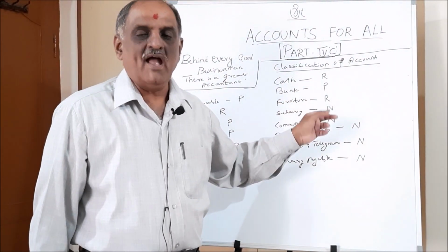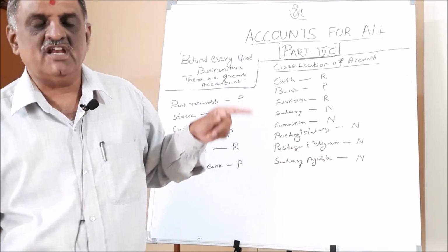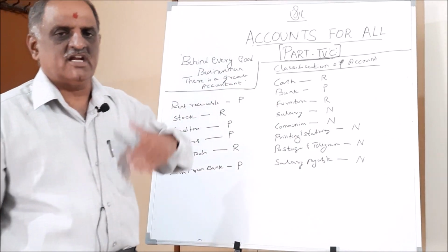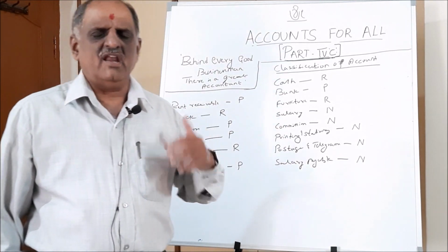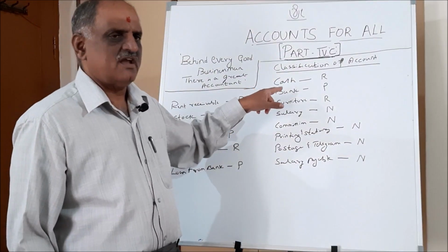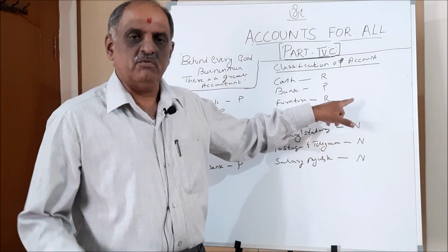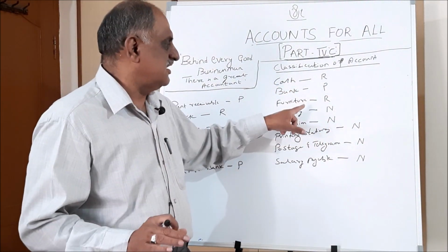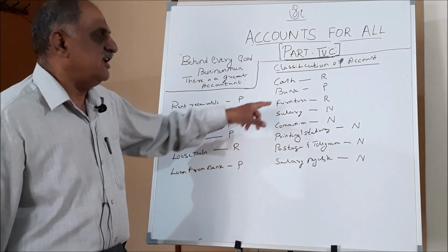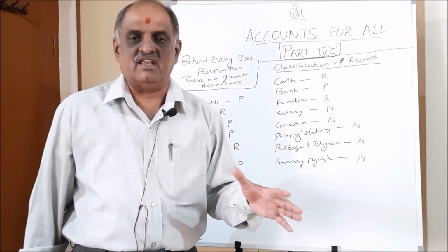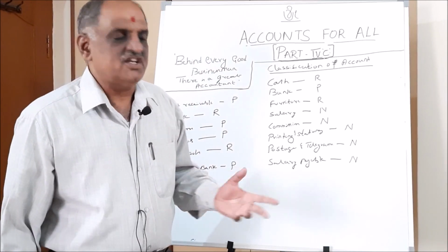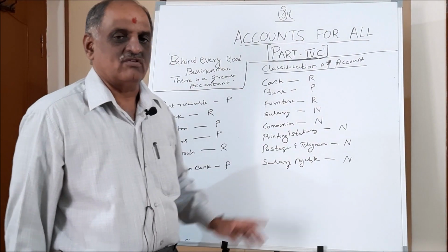Bank is a person which is created out of law. Whether it may be a cooperative bank, a scheduled bank, a national bank, or anything else, when you say bank, even though the amount is there in the bank, bank is a person, so it is a personal account. Then furniture: yes, you can see it, you can touch it. If you don't want it, you can sell it off. That is why furniture is a real account.